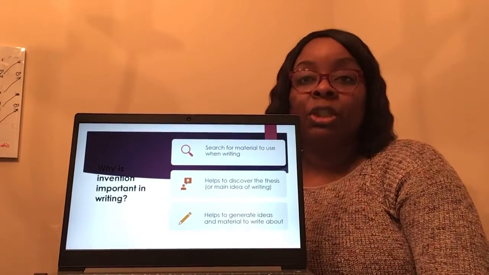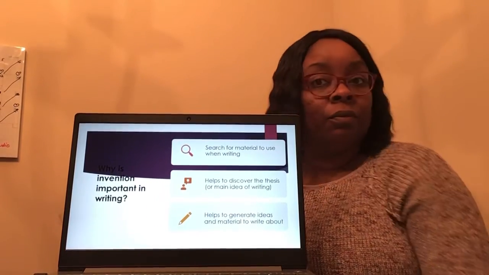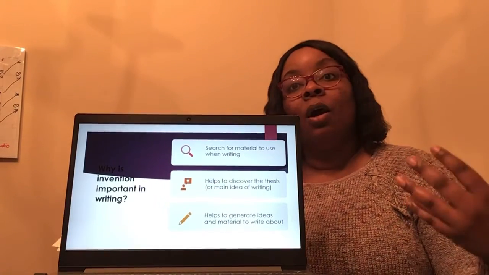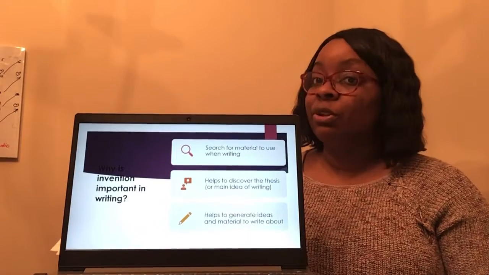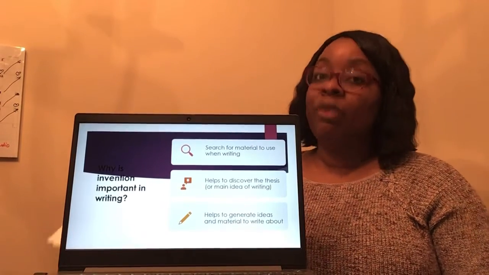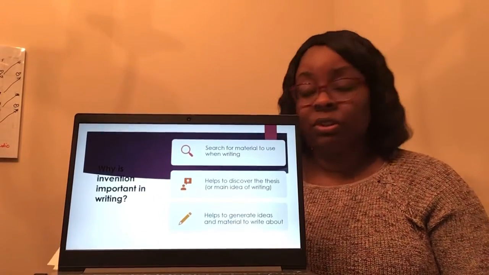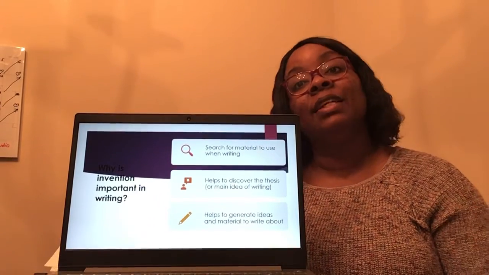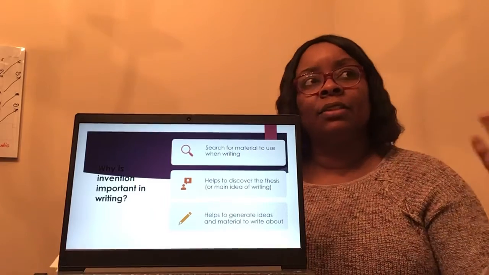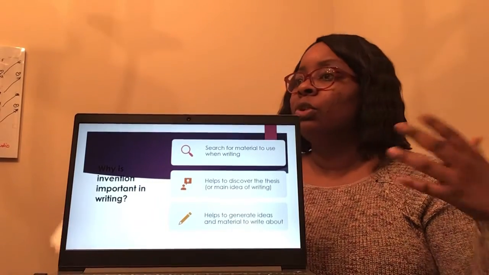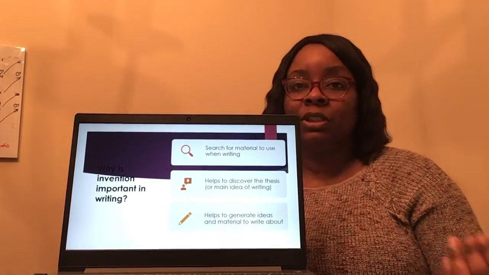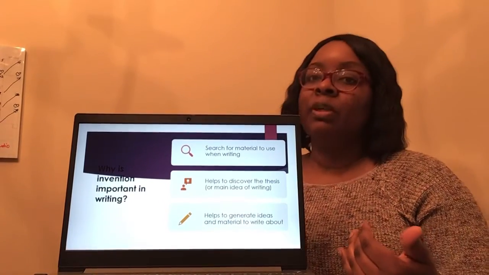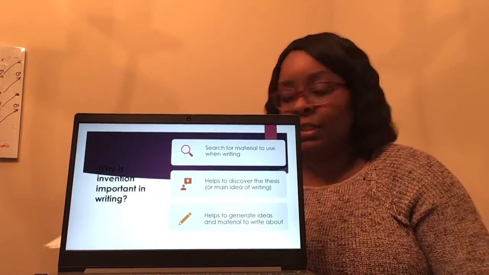So when you're generating ideas for your assignment, trying to come up with things to write about, this helps you know what kind of materials to search for, to use as references if you're doing a research assignment. It also helps you discover the thesis or the main idea of your writing. Because as ideas start coming into your mind, or you start researching and coming across different material, then you may realize, hey, okay, I can put this information together and this will work as a thesis.